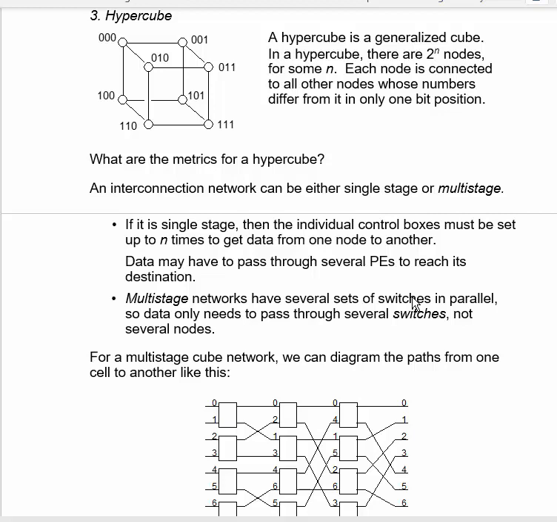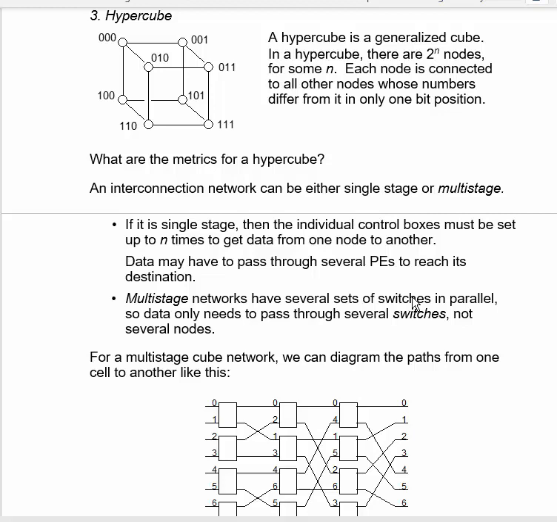Each node is connected to all other nodes whose numbers differ from it in only one bit position. That means that in a 3-cube, it's connected to three other nodes, namely the ones that have the same node number except flipping each bit. So for example, if we have 010, it's connected to 000 because that flips the middle bit. It's also connected to 110 because that flips the left bit, and to 011, that flips the right bit. So those are the nodes that are directly connected to a node in a hypercube.